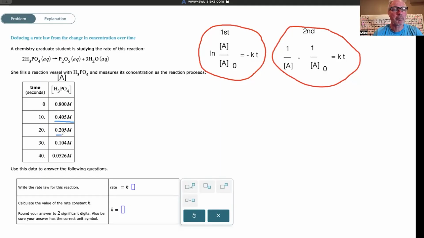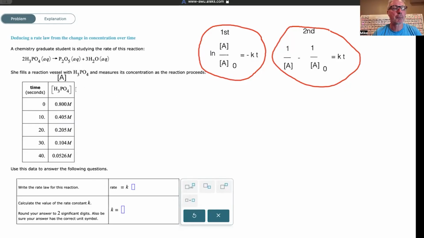And then when it went from 0.405 to 0.205, that's about another 10 seconds. 0.205 to 0.104, that's about another 10 seconds. This thing has a half-life that looks pretty constant at about 10 seconds, a little bit less than 10 seconds. I think it's first order. Once you do a gazillion of these, you'll recognize that. You don't have to. You can forget the last minute of your life and just go ahead and do what I'm doing.